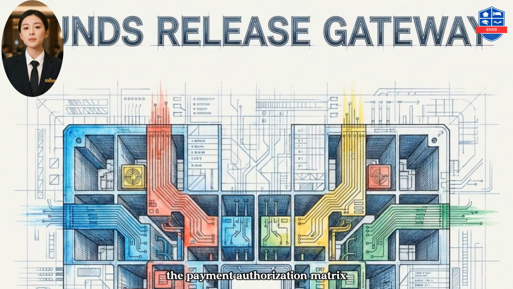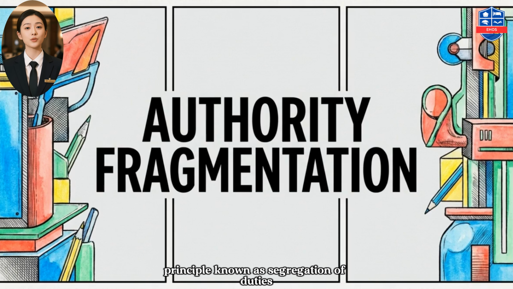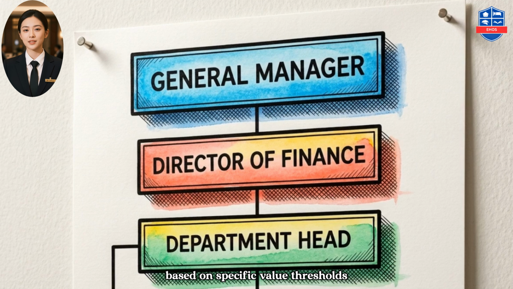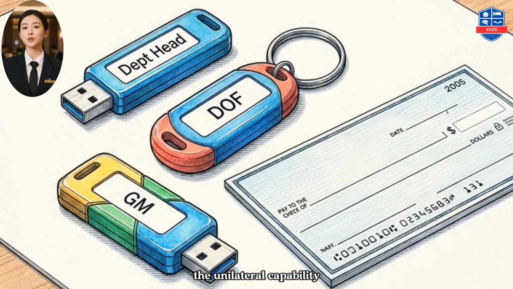This hierarchy enforces a foundational auditing principle known as segregation of duties. By fragmenting approval power based on specific value thresholds, the matrix ensures that no single individual possesses the unilateral capability to drain the hotel's capital reserves.